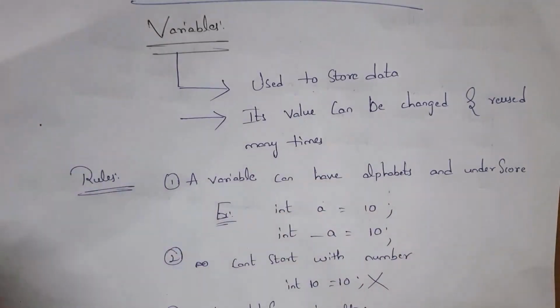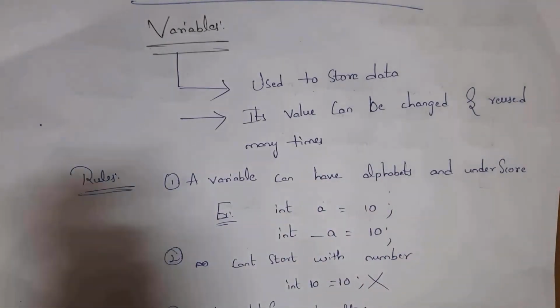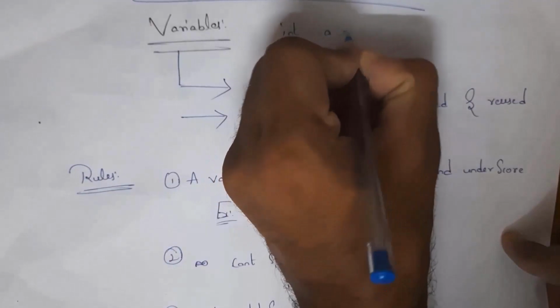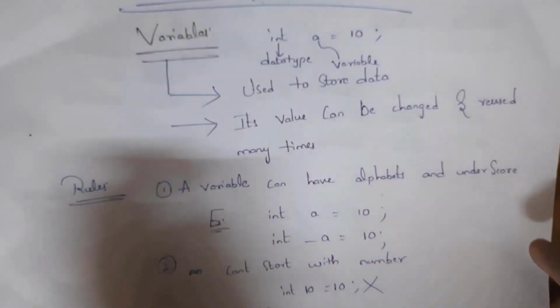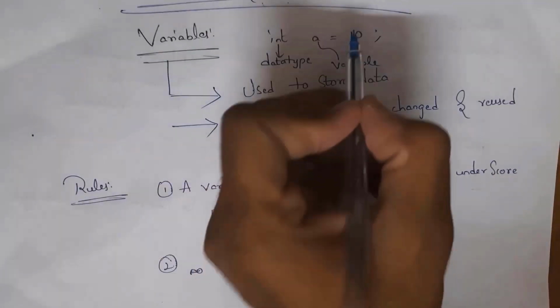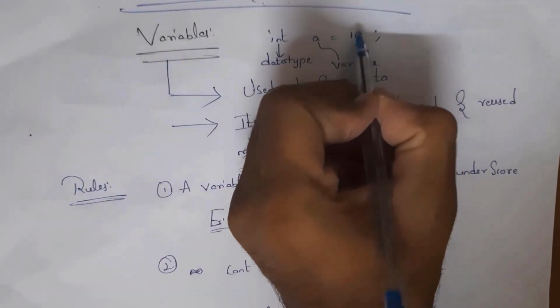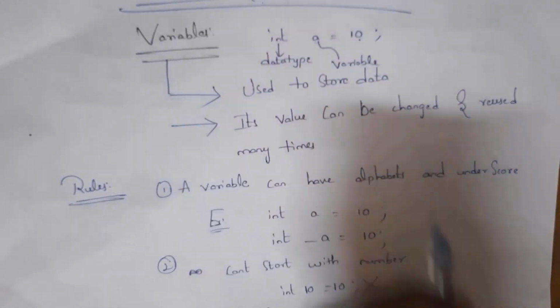It is nothing but variables are used to store any values, for example int a = 10, where this int is the data type and a is the variable. Variables are used to store values. This 10 is the value. This value 10 is stored in variable a. So this is the use of variables.